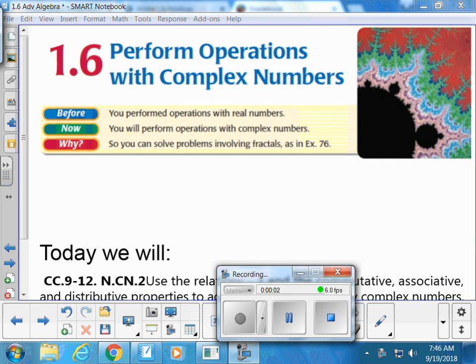What's up, math scholars? Got a busy day today because we're on connection schedule, but we'll be able to teach it all to you. So it's 1/6, performing operations with complex numbers. We get to be introduced to the world of imaginaries. Who's excited? Woo! Yeah, imaginary numbers.